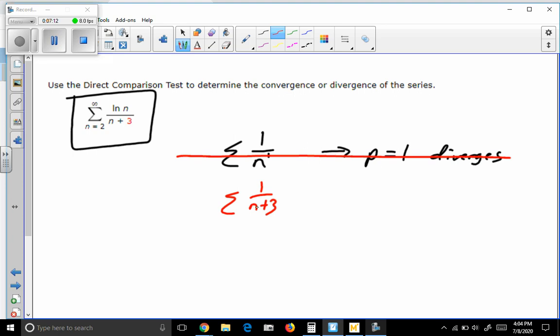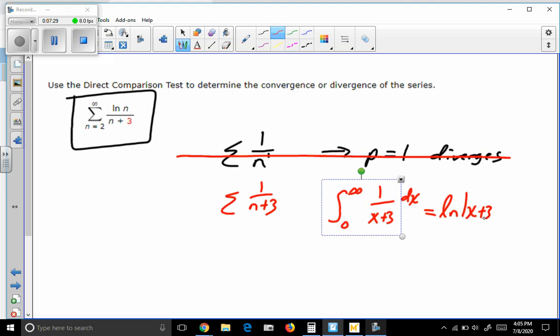So what about that? This is not a p-series, but if we use the integral test, the integral of dx over x plus 3 is natural log absolute value of x plus 3. Technically we're taking a limit, but if we let the upper limit get closer and closer to infinity, natural log of infinity goes towards infinity. So this one diverges.